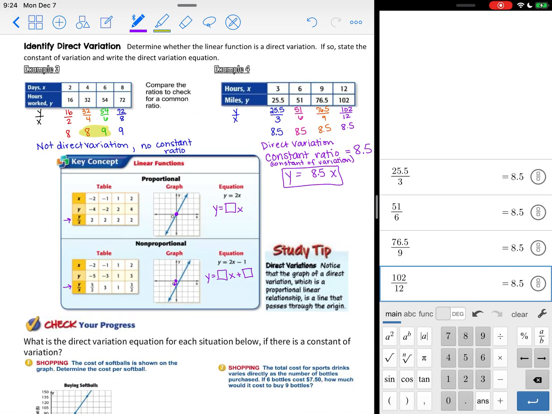So direct variation and proportional are the same thing. So it can ask you if it's direct variation, it can ask you if it's proportional, and that's asking the same question. Not direct variation and not proportional are the same thing, so it can be the same question. So based on how the table moves, how the graph looks, the equation is kind of determined from those two things.